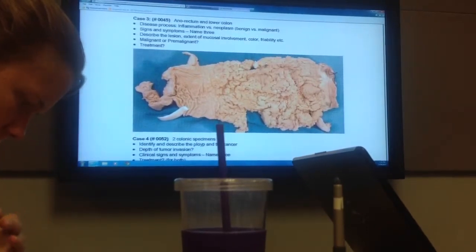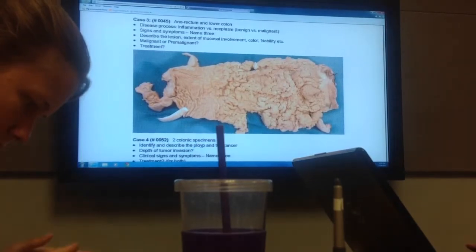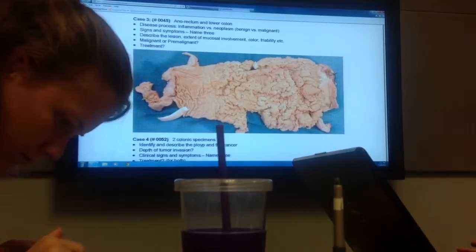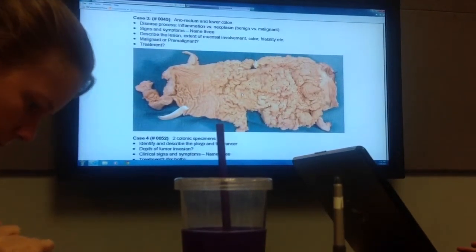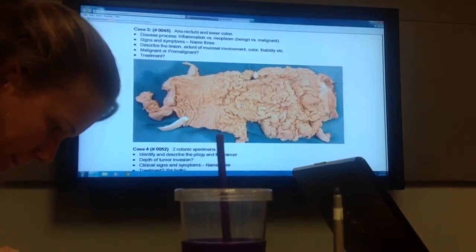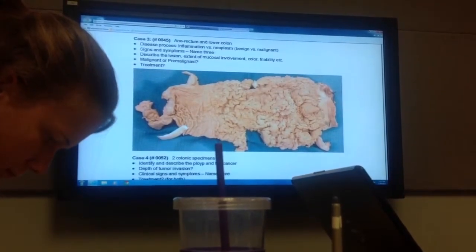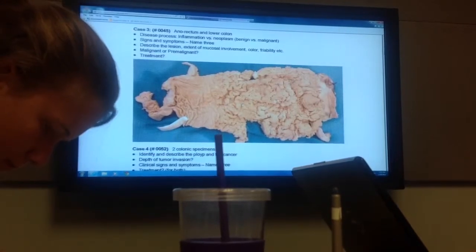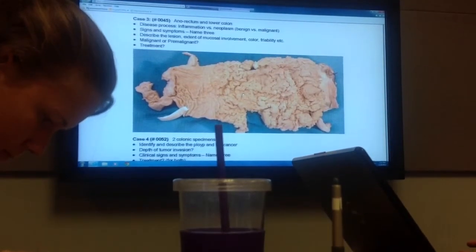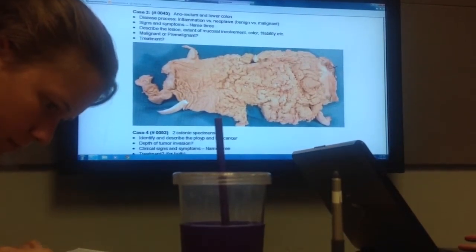The mucosa is extensively involved, right? And friability, do you guys know what that means? Yeah, it looks like if you touched it, it would just kind of crumble, fall apart. This looks pretty crumbly to me. Does it look pretty crumbly to you? Yeah, so okay. Let's see, what else can we say?